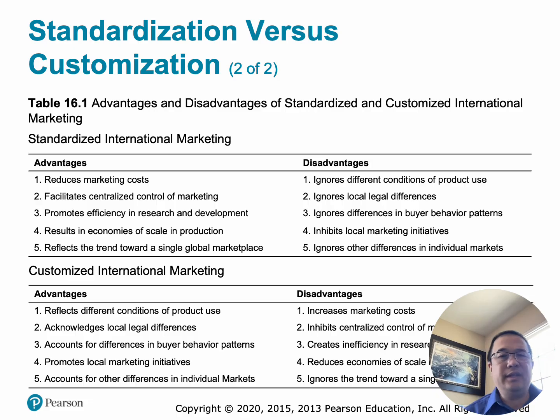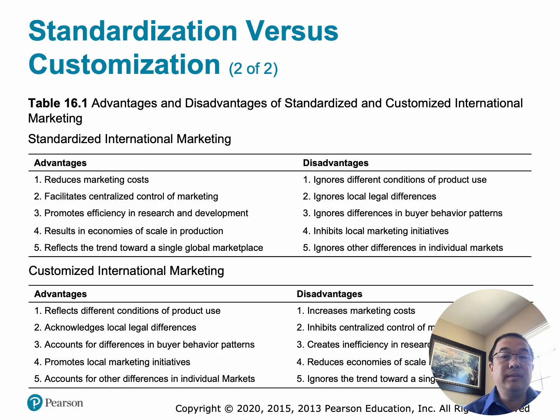The disadvantages of standardization would be number one, it ignores different conditions of product use. Customers may use products differently across countries. Number two, ignores local legal differences. So countries often have different regulations. Food labeling laws vary between the United States and Europe. Number three, ignores buyer behavior differences. So consumer preferences vary significantly. Food tastes differ, for example, greatly between Japan and Mexico.